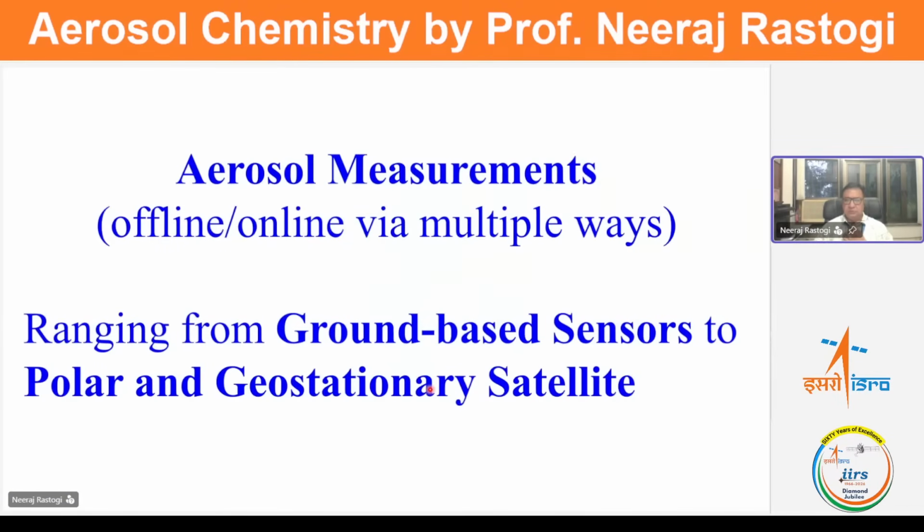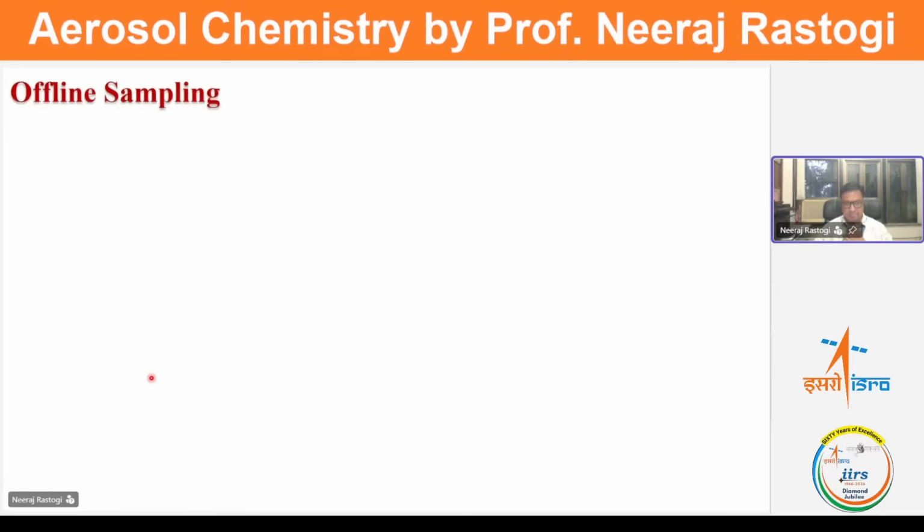Then the question comes, so okay, aerosols are there in the atmosphere, but how do we measure them? What are the ways by which we can measure? So there are multiple ways, offline, online. I will tell you what that means. And these range from ground-based sensors, that means you can do the measurement at the ground level, at surface level, all the way to the polar and geostationary satellite. From satellite also you can make measurement. So we'll be talking a little more in detail now.